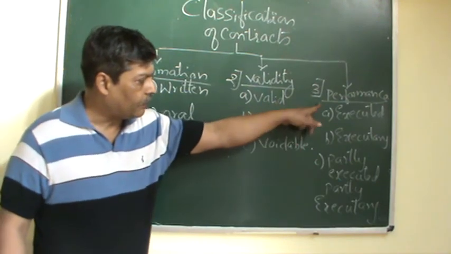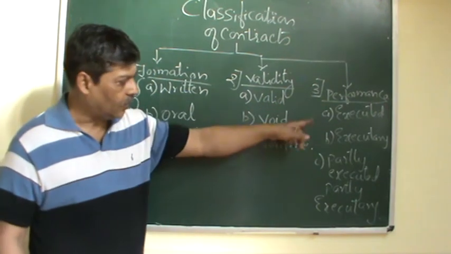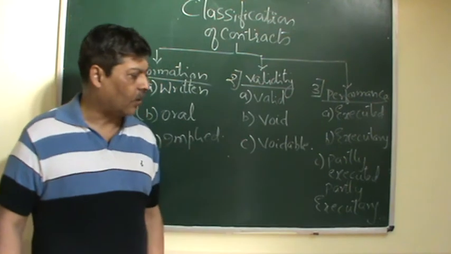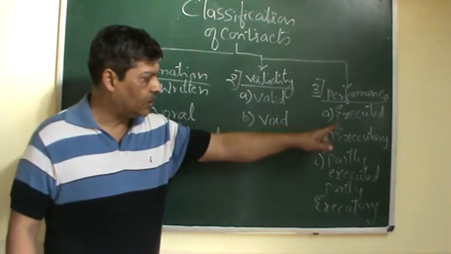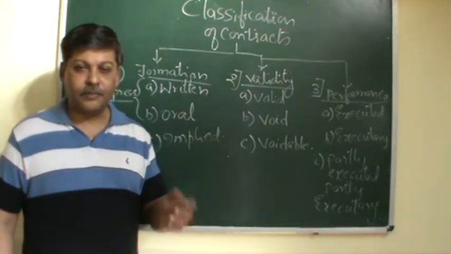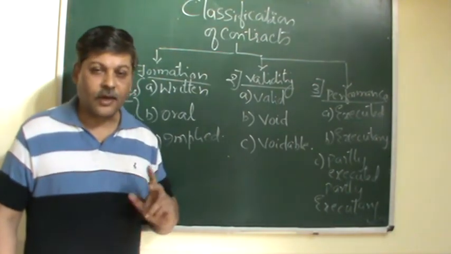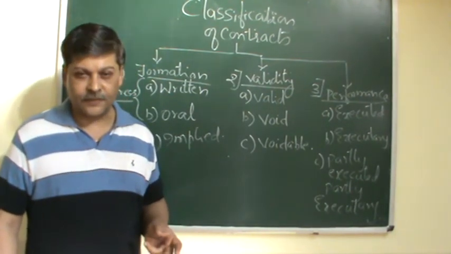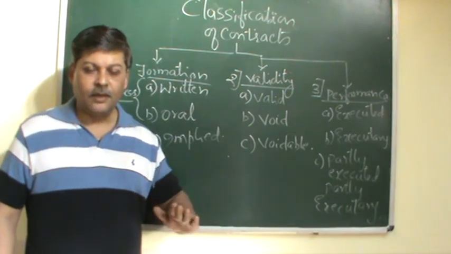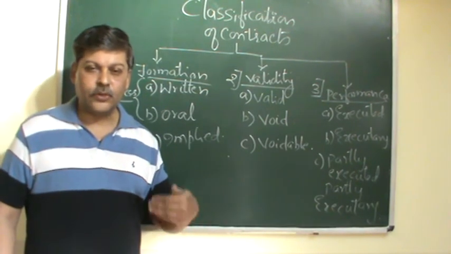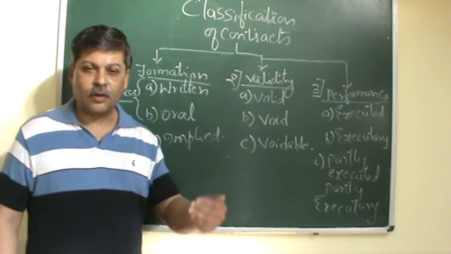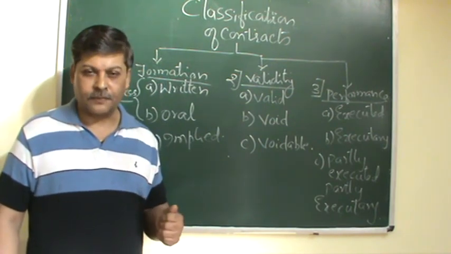And lastly, on the performance of the contract, the third type, the executed contract. Executed contract means both the parties to the contract have fulfilled their obligations. Now for example, a person goes to the grocery shop and asks for 5 kg of sugar.